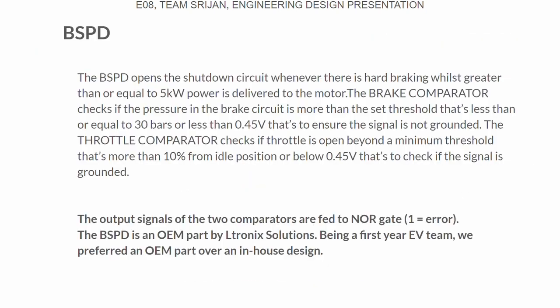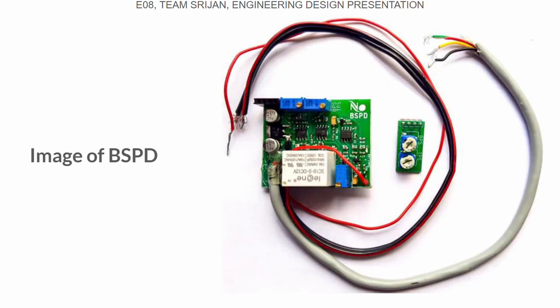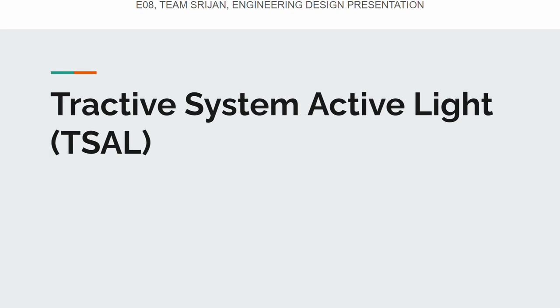BSPD, the brake system plausibility device, opens the shutdown circuit whenever there is hard braking while greater than or equal to 5 kW power is delivered to the motor. This is the image of the OEM BSPD that we use as we lack technical knowledge and experience for making a custom BSPD.